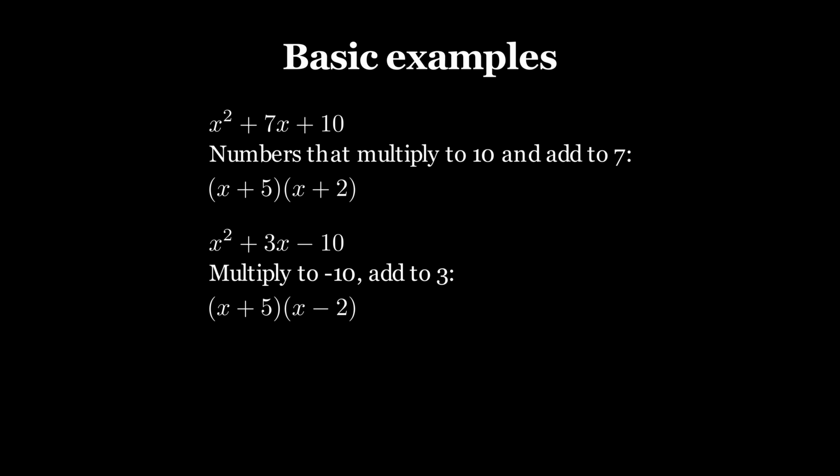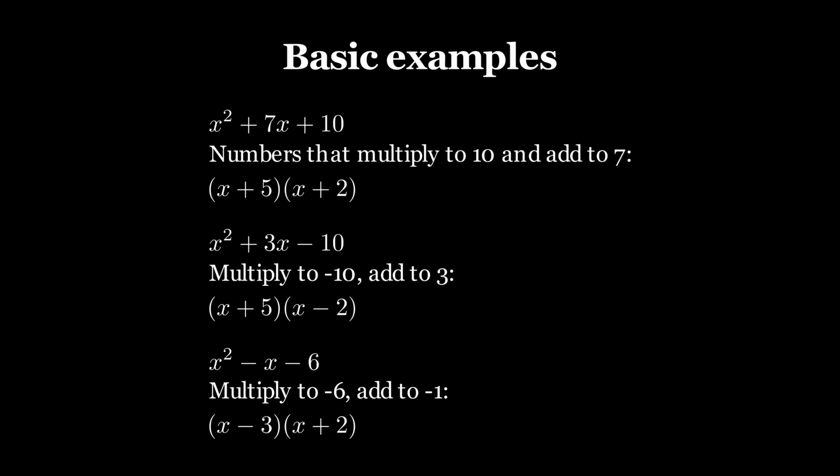And the third example, x squared minus x minus 6. We need numbers that multiply to negative 6 and add to negative 1. Negative 3 and positive 2 work, so we write parentheses x minus 3 times parentheses x plus 2.